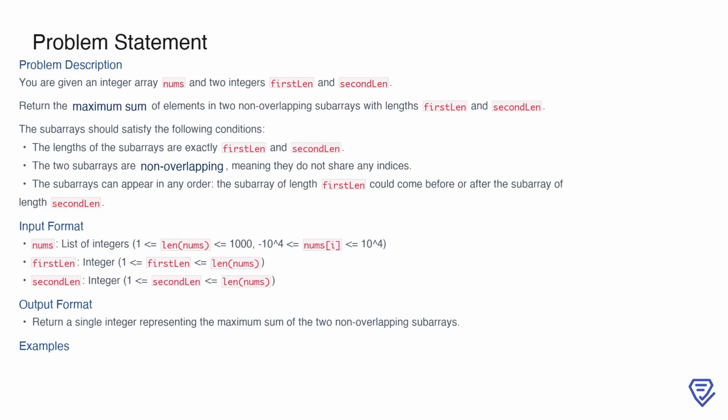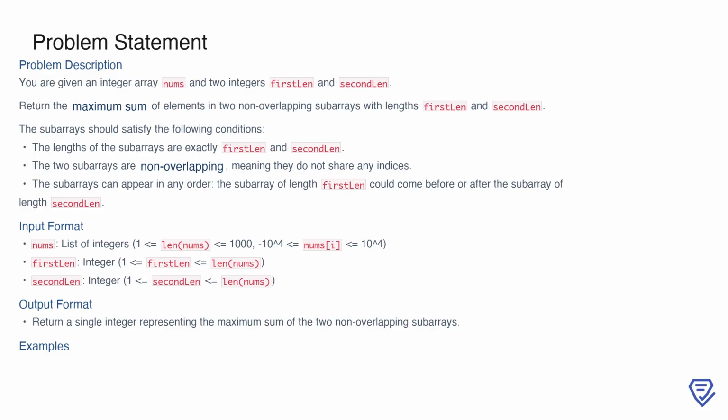Let's dive in. In this problem, we are tasked with finding the maximum sum of two non-overlapping subarrays from a given integer array nums. The lengths of these two subarrays are specified by the integers firstLen and secondLen. The key requirement is that the two subarrays must not overlap, meaning they cannot share any indices. Additionally, the order in which the subarrays appear in the array does not matter. For example, the subarray of length firstLen can be positioned either before or after the subarray of length secondLen.